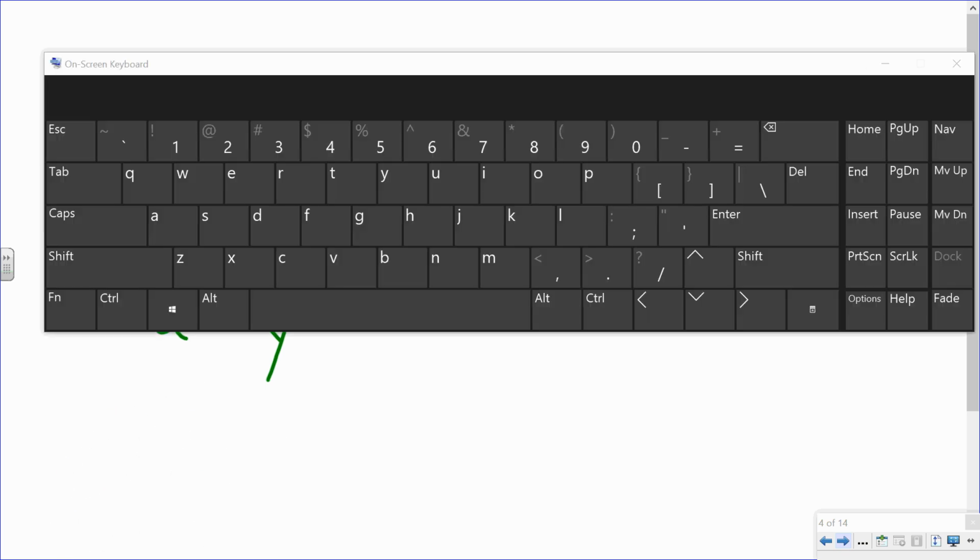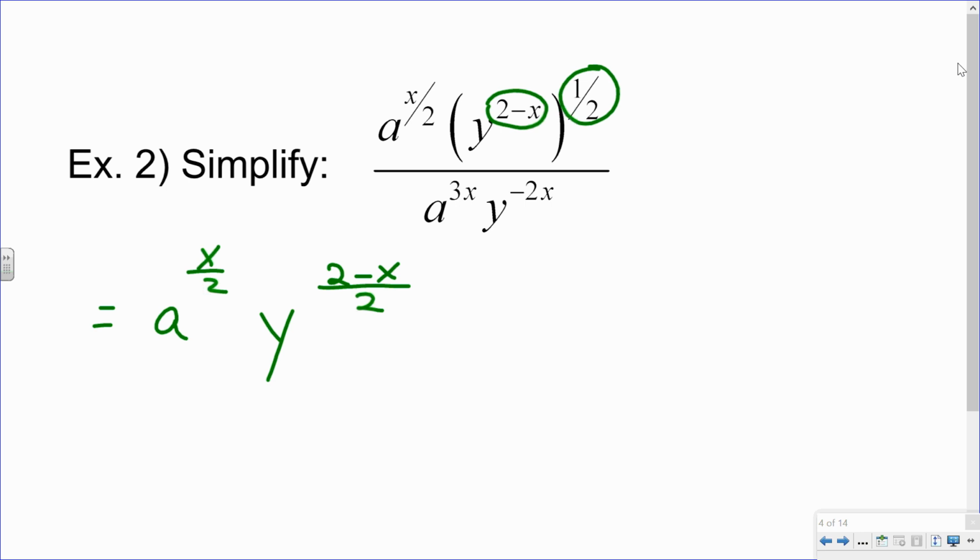Let's take care of our denominator next. Okay, I don't really want to keep writing these because I know I'm going to have to subtract. So the easiest way when we have something messy like this will be to take the terms in the denominator, move them to the numerator, but change whether they are positive or negative. So we then have times a to the minus 3x and y to the plus 2x.